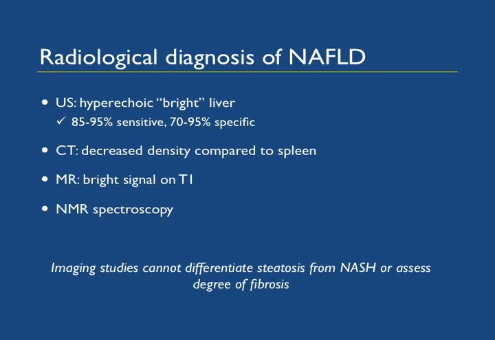On radiology, the most common test that we routinely do is an ultrasound, which shows a hyperechoic or a bright liver. It is about 85 to 95% sensitive and anywhere between 70 to 95% specific. CT, MR, and NMR spectroscopy are other modes that have been used, specifically MR, which has the advantage of also quantifying the amount of fat in the liver. And this can be done with an MR without contrast.